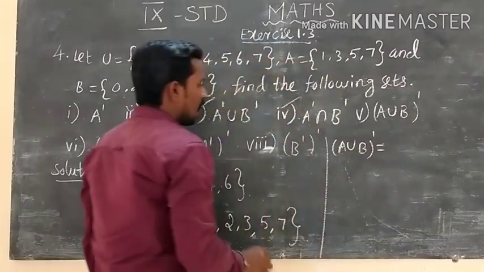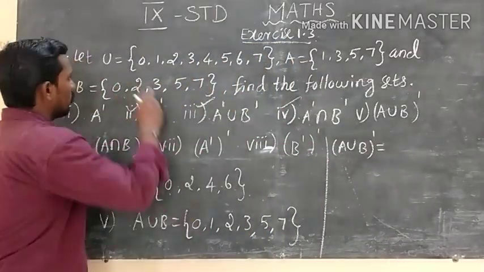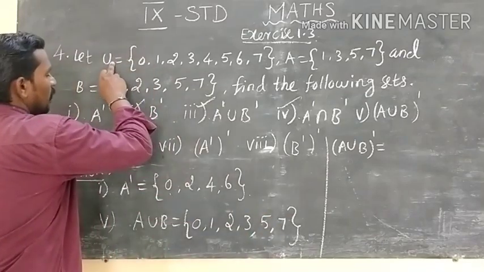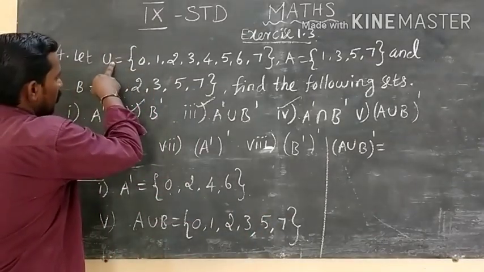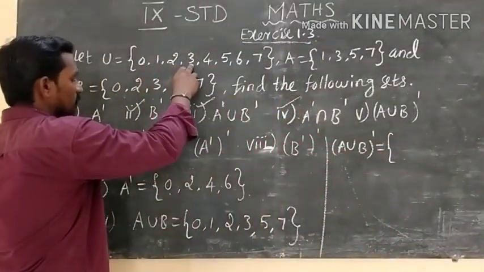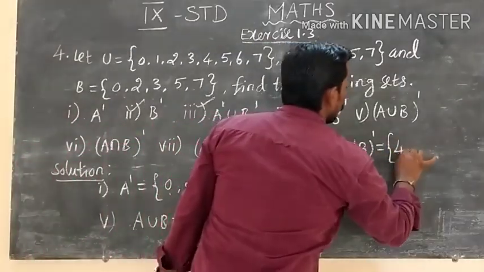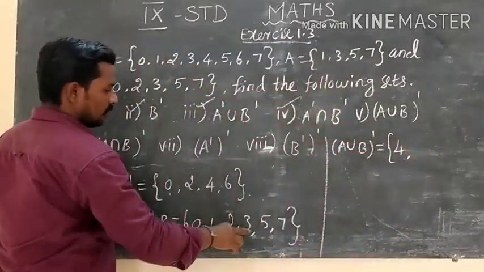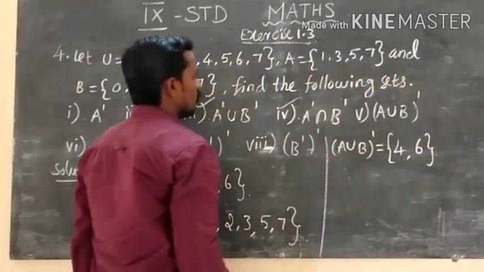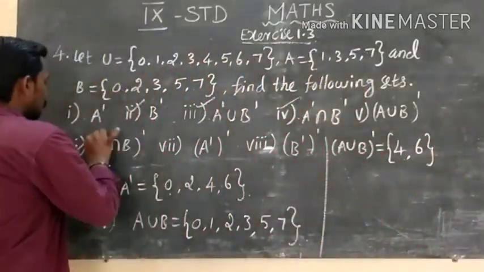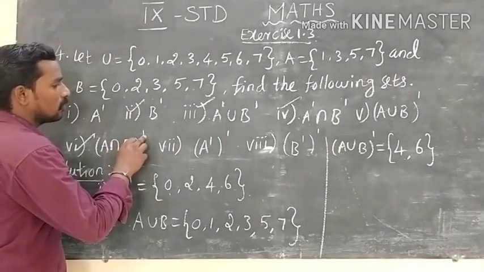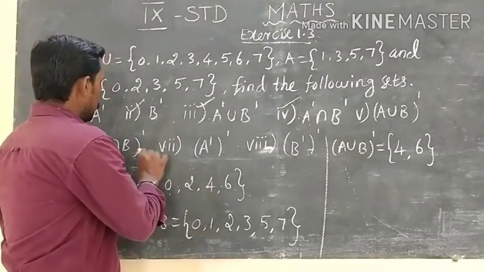Now omit the A union B values 0, 1, 2, 3, 5, 7 from the universal set. The remaining numbers are 4 and 6. That's your answer. Next, this is also your homework. First find A intersection B, then find the whole complement. This is your homework.